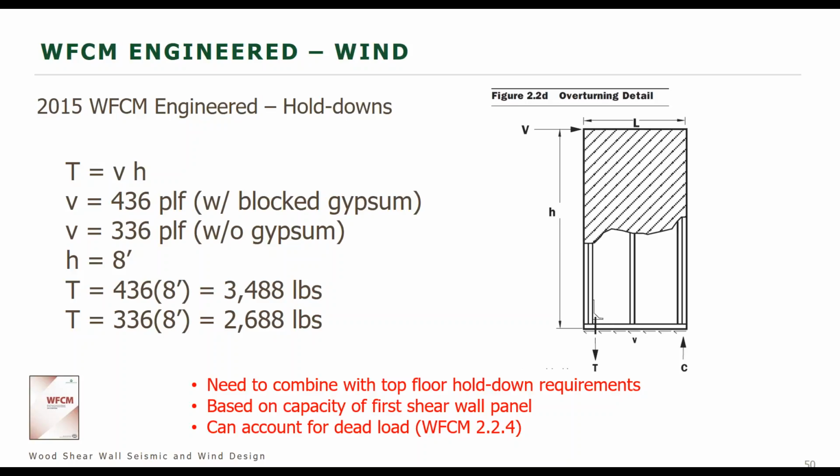Again, these are going to be based on the capacity of that first shear wall panel, so they're not based on the actual load. The Wood Frame Construction Manual has the hold down capacity requirements based on the capacity of that shear wall panel. You can account for dead load offset using the engineered approach, and there's language that allows for that in 2.2.4. And again, we need to combine it with the top floor hold down requirements, so that would be cumulative down the height of the wall.